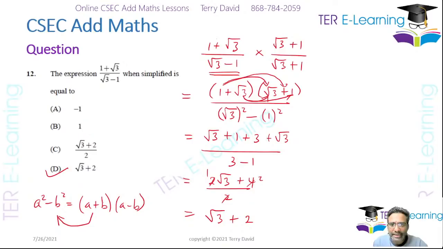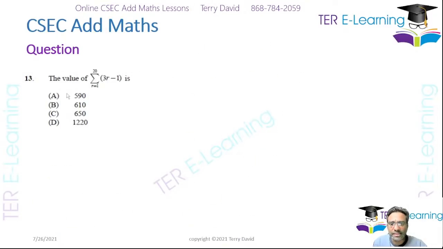All right, so that is question 12. Let's move on to question 13 now. So question 13, we have summation here. So this is what we have. We have sum, starting at 1 and going up to 20, of 3r minus 1. Now, you all are not expected to know any summation formulas for CSEC Add Maths.